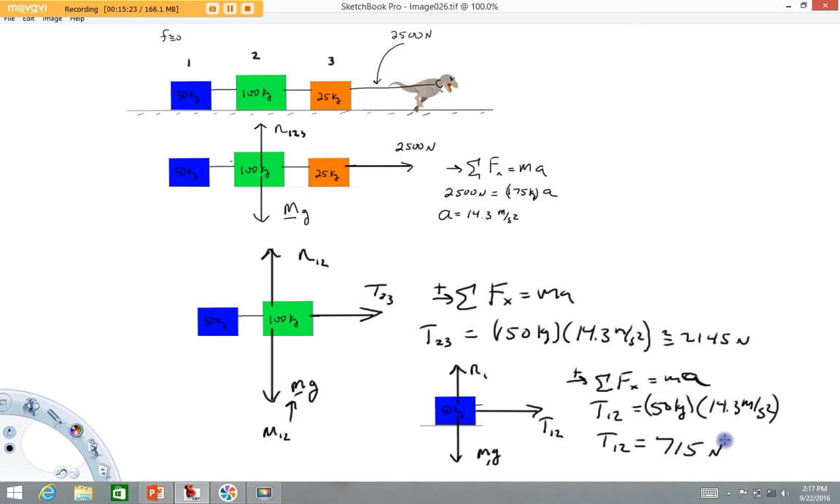Okay, so the purpose of this video is to demonstrate how to cut a system apart and draw different free bodies and apply Newton's second law to the different free bodies. I hope this video demonstrates these concepts reasonably well.